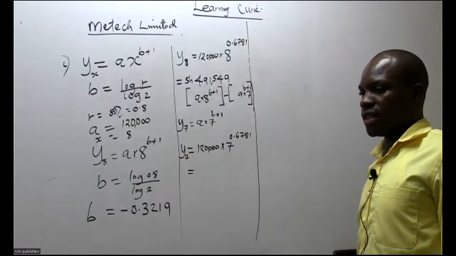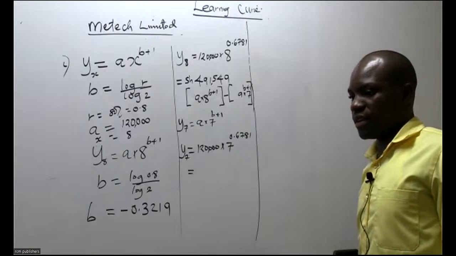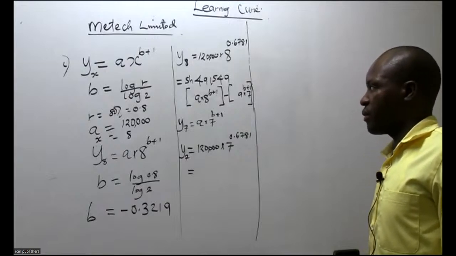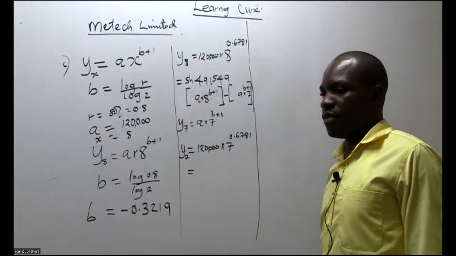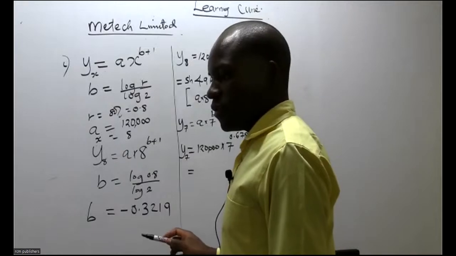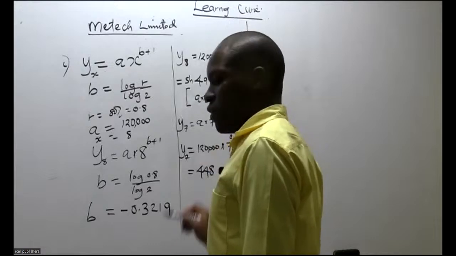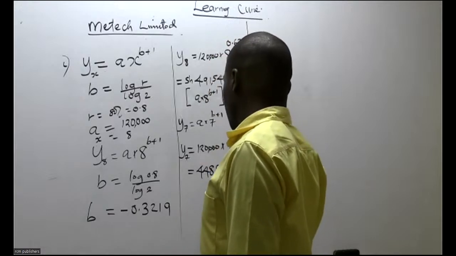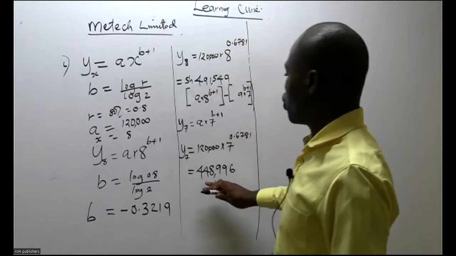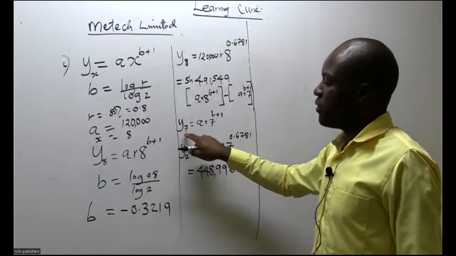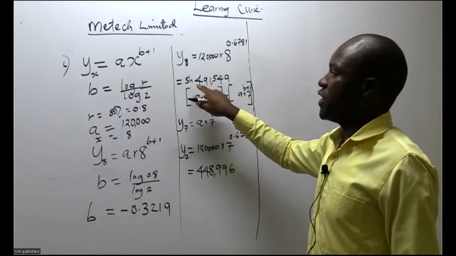The total for the first 7 batches. 448,996. So this is the total amount you are going to incur to produce the first 7 batches. This is the total amount you are going to incur to produce the first 8 batches.